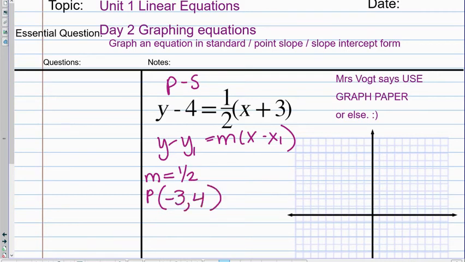And so you're going to say, Mrs. Vogt, look, that's a +3 here, and that's a -4 here. But look at our formula. It says x minus x1. This x1 has a negative. This is a plus. So how would I make it a plus? I would subtract a negative. So this is like x minus -3. Okay, that's how I know it's a -3.